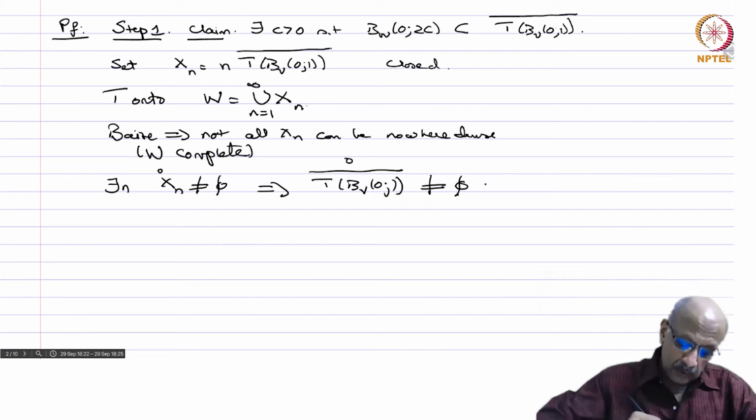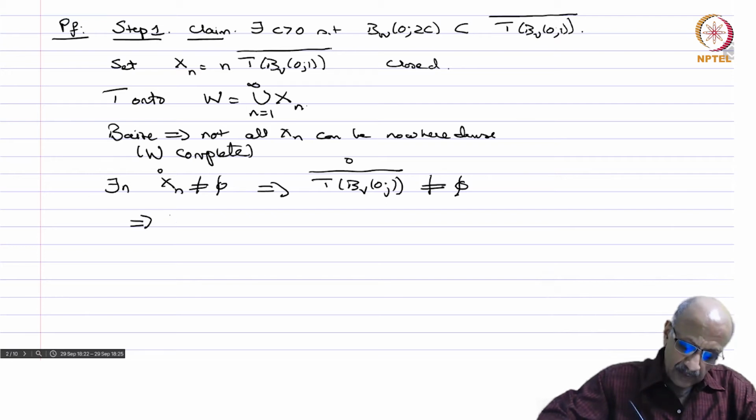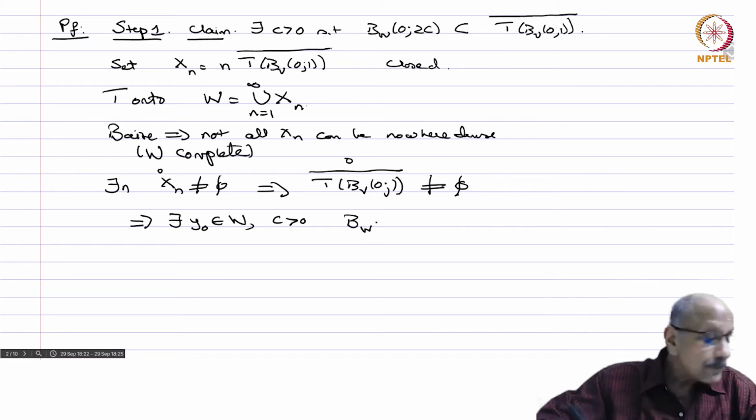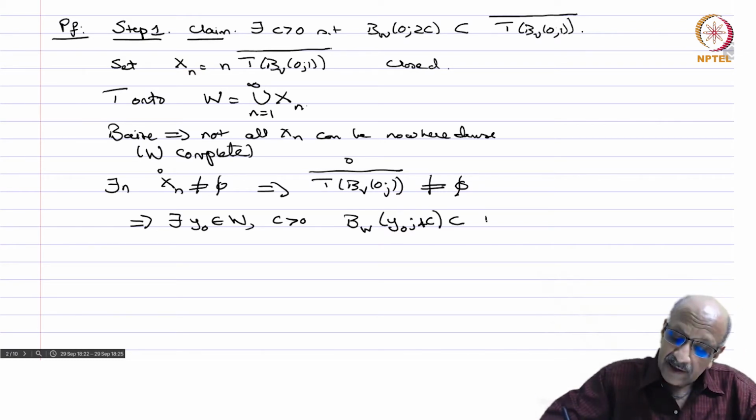So what do we know? This interior is non-empty, so it contains a point and a ball around it. Okay, so there exists y naught in W and a C positive such that B_W(y naught, 4C), I will take some radius, I am going to take it as 4C with some foresight, will be contained in the closure of T(B_V(0,1)).